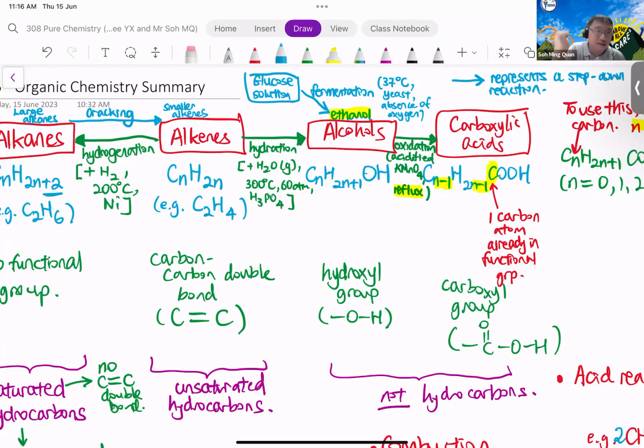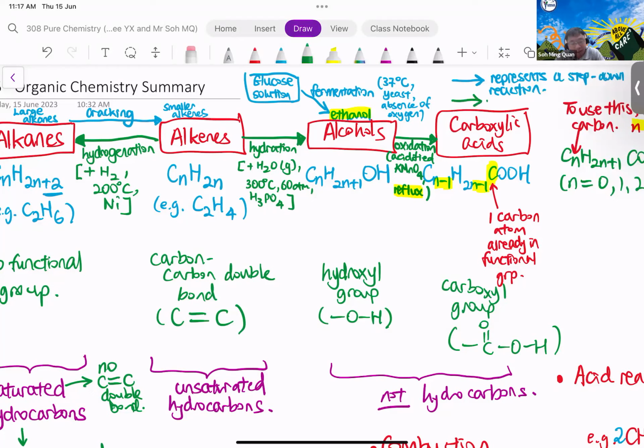So cracking is step-down because it decreases the number of carbon per molecule of organic compound. Similarly, fermentation is step-down because at first glucose has 6 carbon atoms, then it produces ethanol, which has 2 carbon atoms. So per molecule of organic compound, there are fewer carbon atoms. Okay? So these two are step-down reactions. You decrease the number of carbon per molecule.